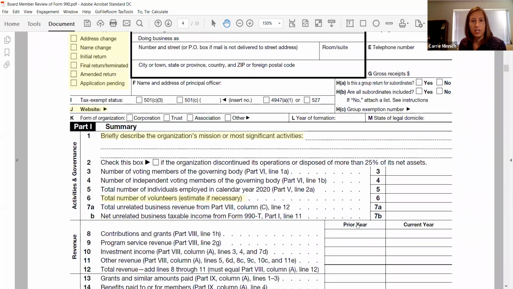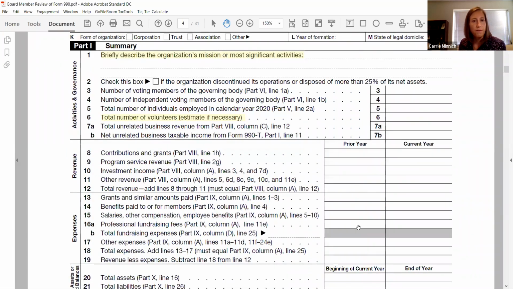This next section here is a summary of information that is provided in other pages of the Form 990. The very first question, where it asks you to briefly describe the organization's mission and most significant activities, we're going to talk about a little bit later in more depth. But this is really the first thing that the reader is going to see about your organization. So you want to make sure that it is completed properly and really catches their attention to what your organization is doing.